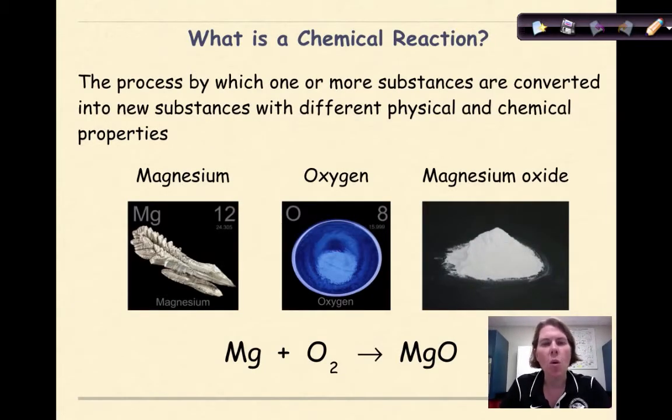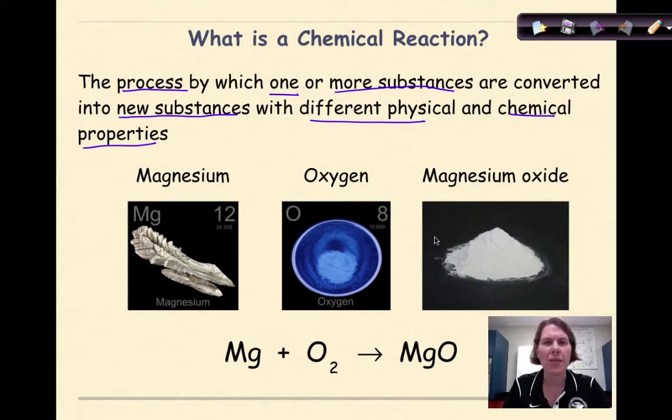So the first question is, what is a chemical reaction? And the definition that we're going to look at is that a chemical reaction is a process by which one or more substances are converted into new substances with different physical and chemical properties. So in this example right down here, I have this reaction represented technically three different ways. So I have elemental magnesium, so solid magnesium metal, reacting with atmospheric oxygen to produce magnesium oxide. And this would be a combustion reaction. We would have to burn magnesium in oxygen to produce magnesium oxide.